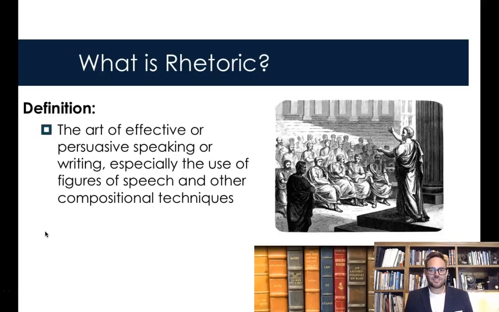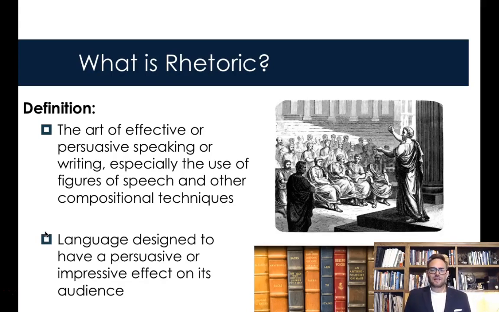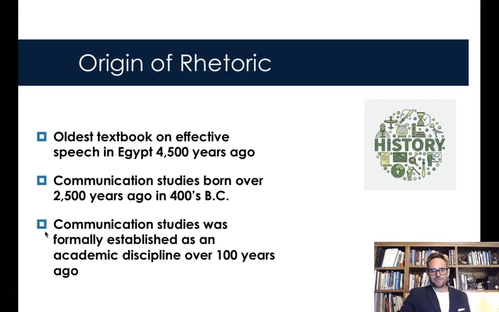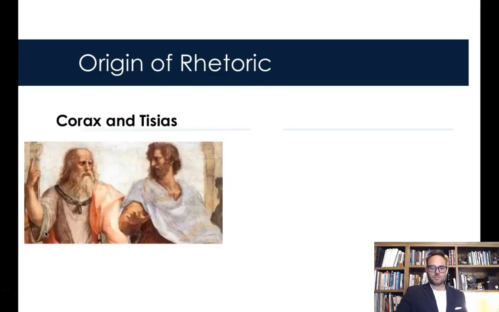So, what is rhetoric? Essentially, rhetoric is speaking or writing in a way that is going to have a profound impact on the audience, or it's language designed to have some sort of persuasive or impressive effect on its audience. So, the origins of rhetoric, we see that the oldest textbook on effective speaking was found in Egypt about 4,500 years ago. Communication studies was born over 2,500 years ago in the 400 BCs, but communications as an academic discipline was formally established over 100 years ago. So the formal academic discipline of communication is relatively new compared to some other traditions.